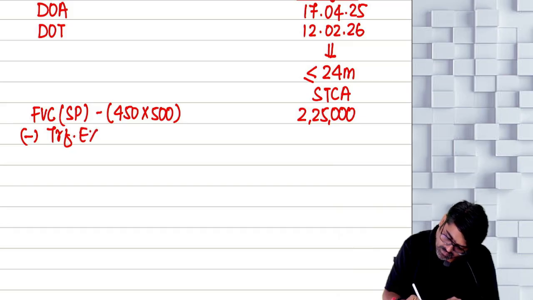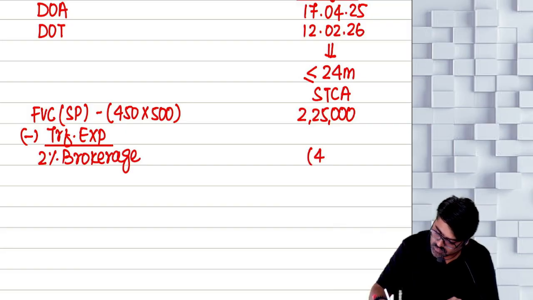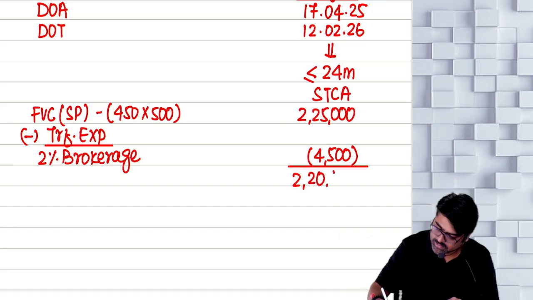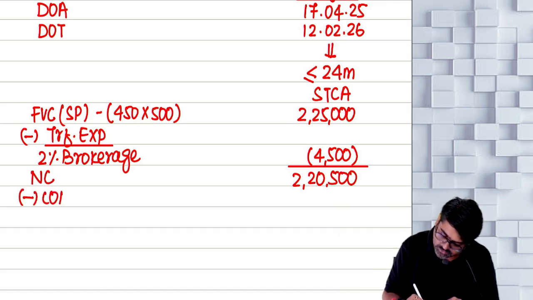Minus transfer expenses. Is he also paying brokerage? Yes, 2% brokerage. So 2% of this will be how much? 4,000. Can you reduce? You will get 2,20,500. This is the net consideration. Minus cost of acquisition. Now be careful. What will be the cost of acquisition in his hands?